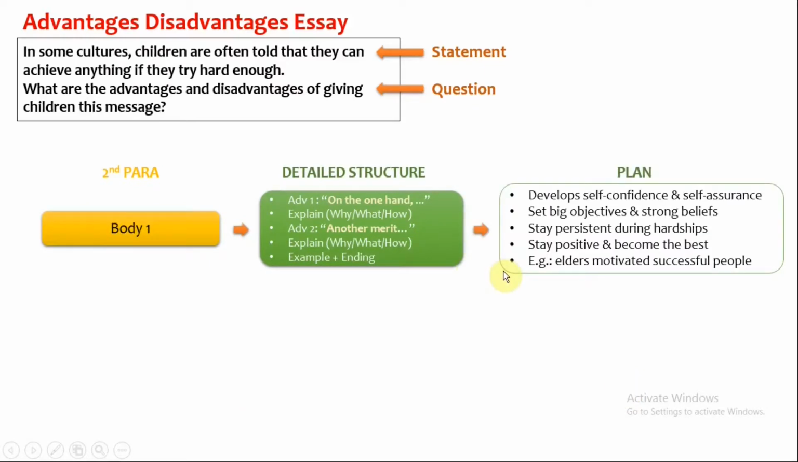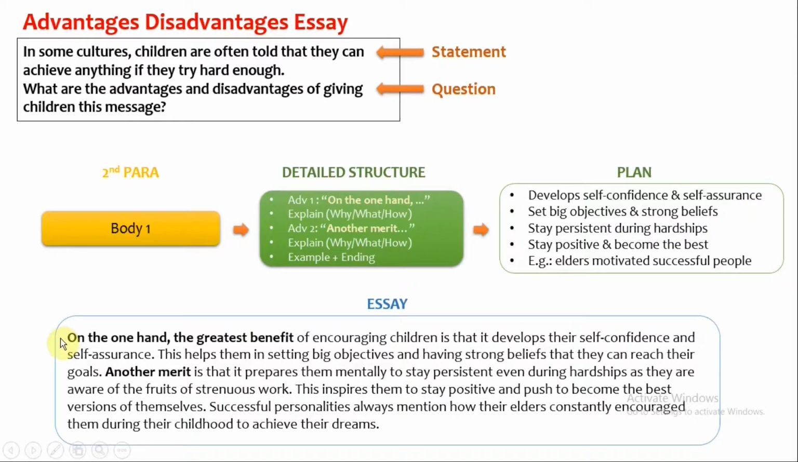We had already created a plan for body 1, so let's develop it into band 9 sentences. First sentence is to write about first advantage and the plan says develop self-confidence and self-assurance. For this advantage-disadvantage essay, always start this sentence with on the one hand, the greatest benefit. Our first sentence will be on the one hand, the greatest benefit of encouraging children is that it develops their self-confidence and self-assurance.